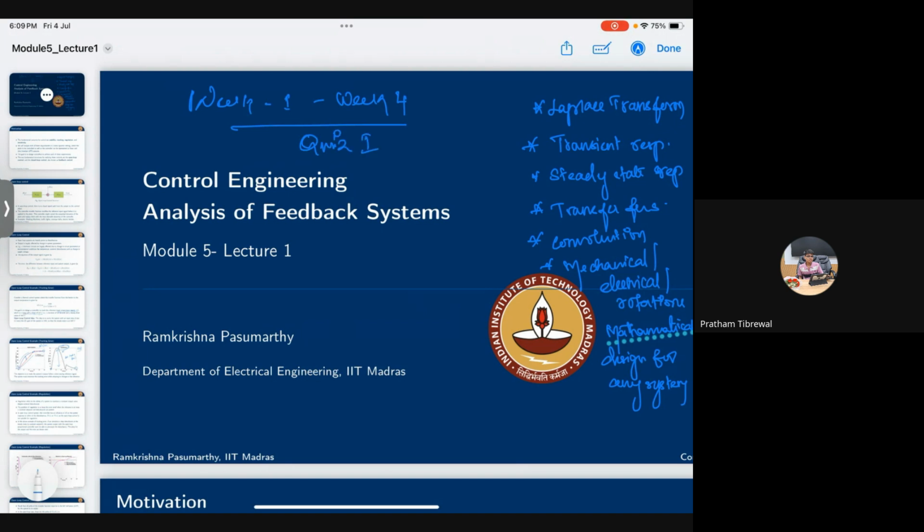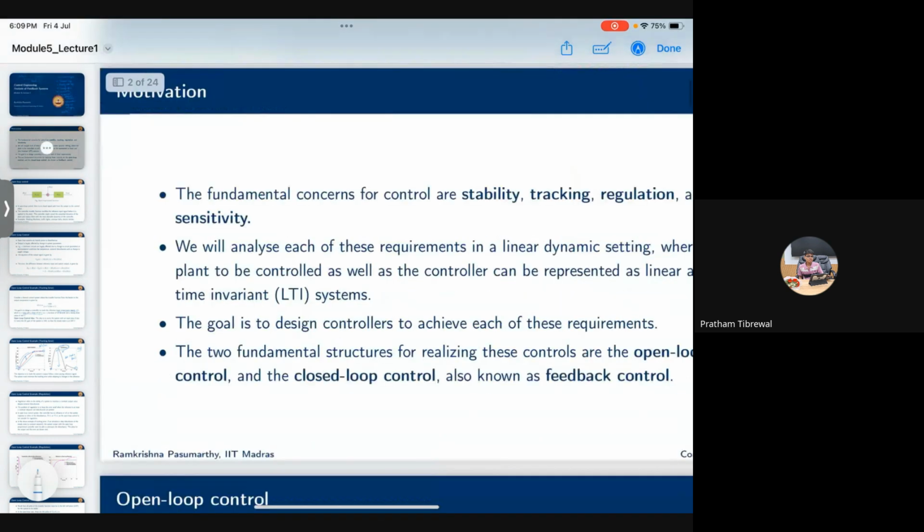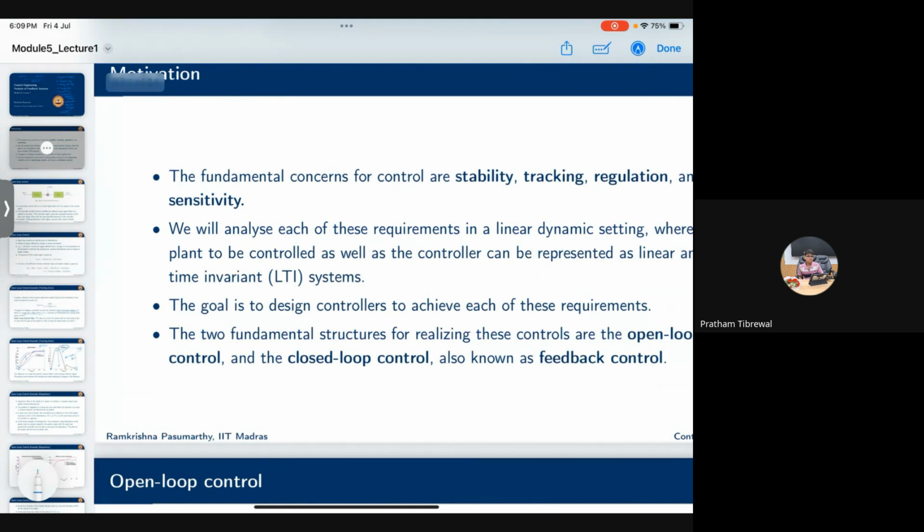Okay, right. In week 5, with respect to all the things we learned, we are going to apply this in the coming weeks, and a few other new tools also we'll be studying. Stability we studied, that will be helpful. So we'll try to apply some of these tools in the coming weeks. So week 5 covers analysis of feedback systems.